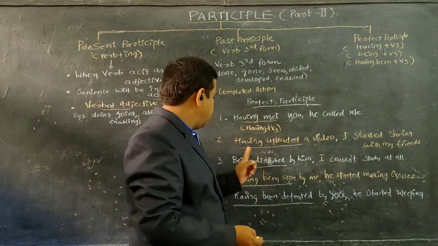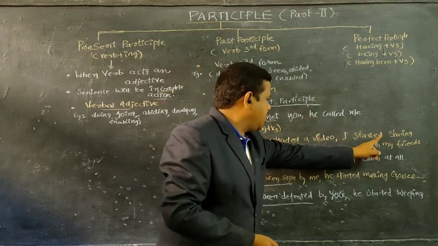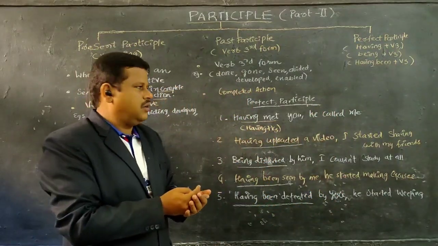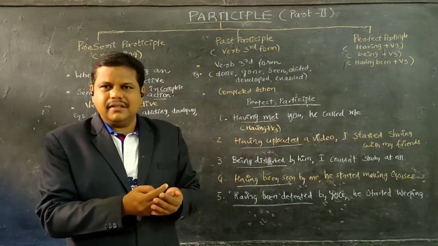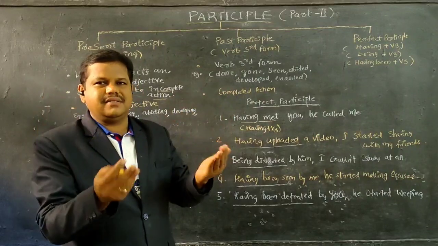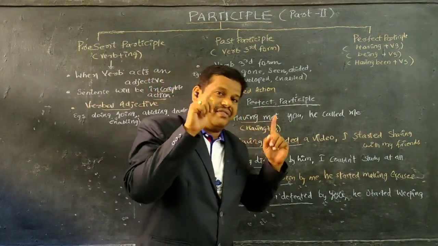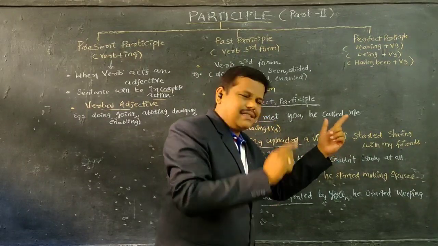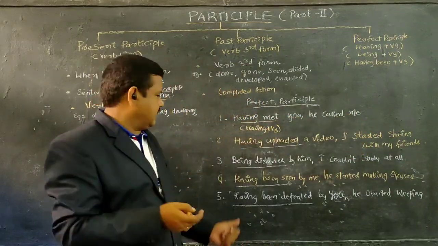Example number 2: Having uploaded a video, I started sharing it with my friends. Let us consider I have made a video and I have completed uploading it in the channel. Now I am sharing that video with my friends. Then how can you write that sentence? You can write it as a perfect participle, like: Having uploaded a video, I started sharing it with my friends. This is the best example.